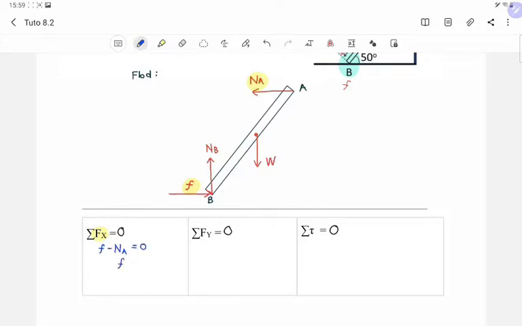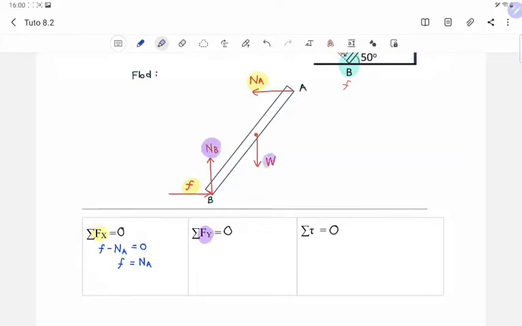From here, we know that the magnitude of F and Na are the same. But then we are not able to solve this equation yet because of lack of information. Tak cukup maklumat lagi. Okay, next we go to Fy. Fy, we need to consider all forces along Y.